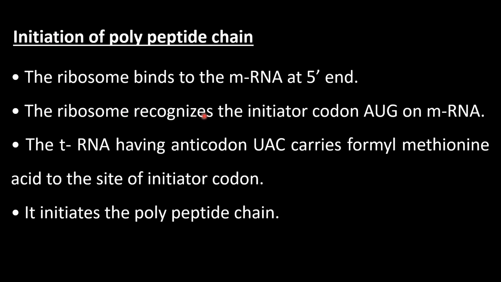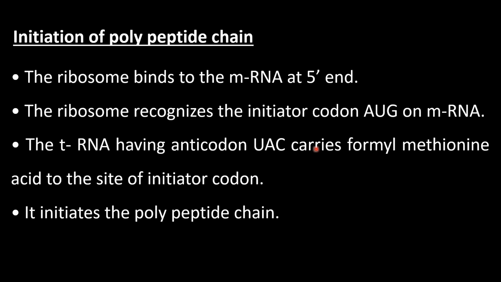So the ribosome recognizes the initiator codon AUG on messenger RNA. The transfer RNA having anticodon UAC carries formyl methionine, the activated amino acid, to the site of the initiator codon. It initiates the polypeptide chain.